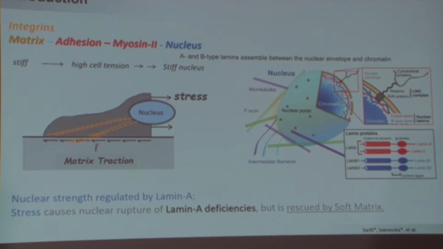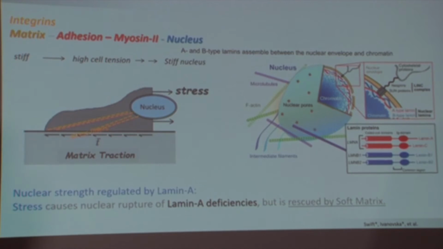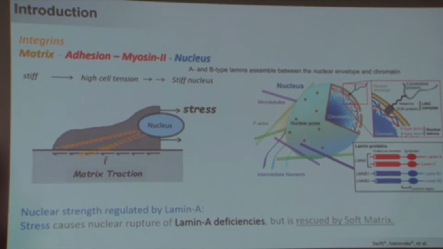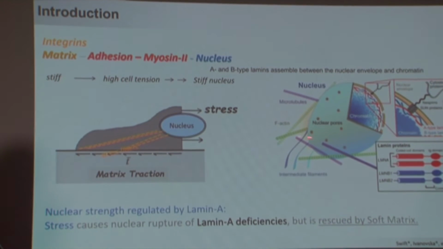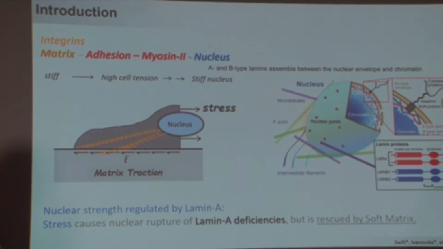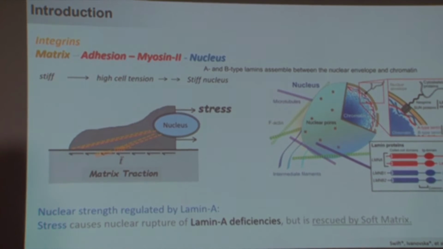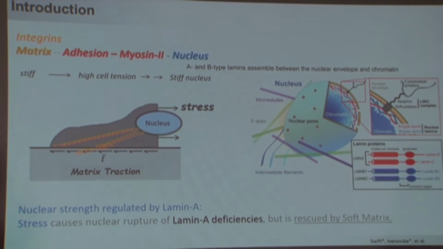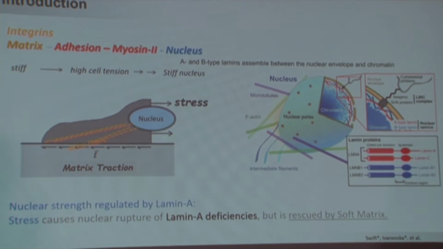There are two types of proteins, lamin A type and lamin B type, encoded by different genes. Lamin A is known to provide the stiffness and strength to the nucleus, and it's not expressed in embryonic stem cells, but it's expressed in all differentiated cells. And lamin B is encoded by two different genes, and at least one of them is expressed in all somatic cells.